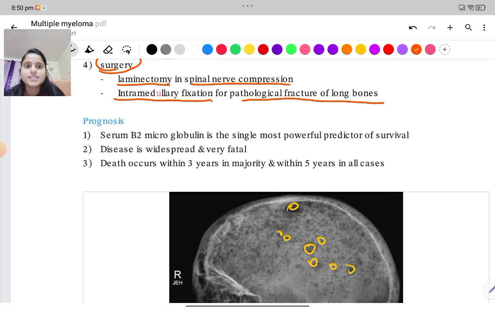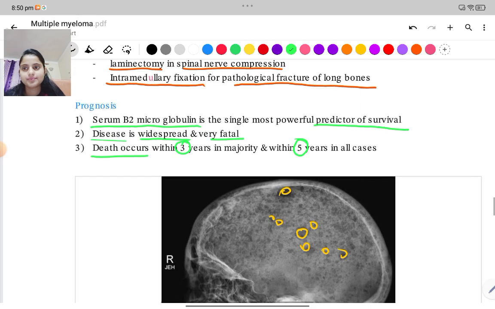For the prognosis, we see the serum beta 2 microglobulin, which is the single most powerful predictor of the survival. This multiple myeloma disease is widespread and very fatal. Death occurs within 3 years in majority and within 5 years in almost all cases.